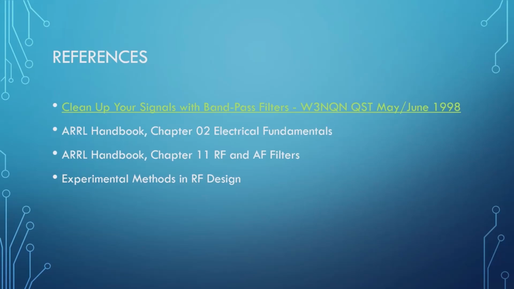And then Chapter 11, and now this is an older ARRL handbook. The chapters may be a little bit different since the latest one that came out, but they do have a full chapter on RF and audio filtering, and they do get into very, very detail. And then if you have a copy of Experimental Methods in RF Design, they've got a ton of articles and material around building filters and discussion of why one is better than the other.